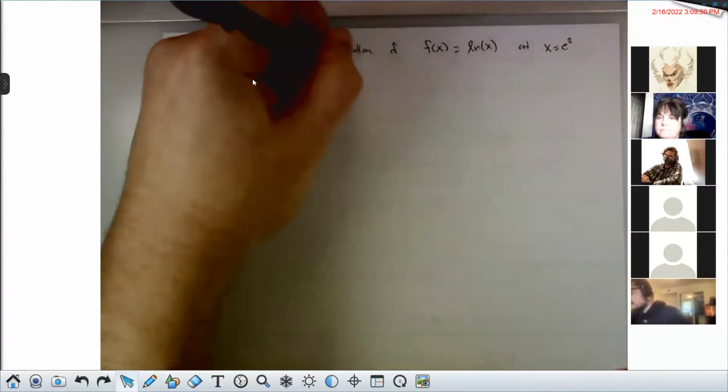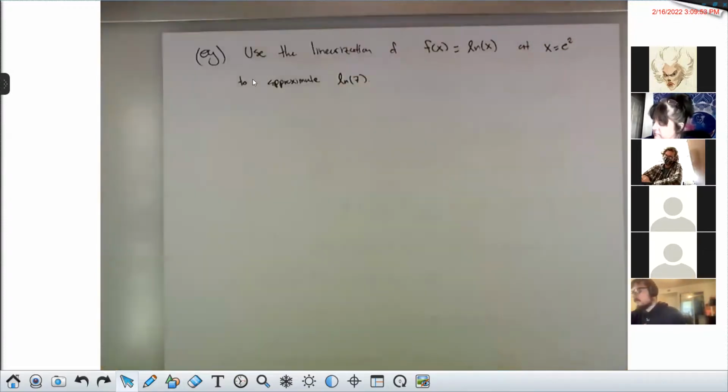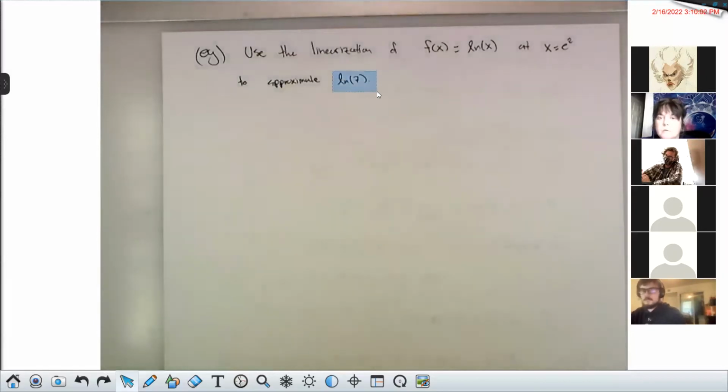the ln of 7. The way I chose the number 7 and e squared here is because 7 and e squared are quite close to each other. I was just trying to think of a number that's hard to plug into the natural log that is reasonably close to something that I could easily use as a base point. Does that make sense?